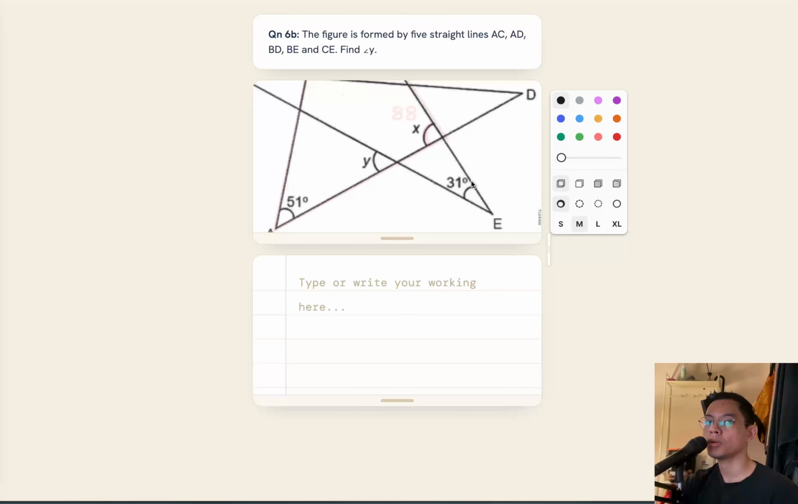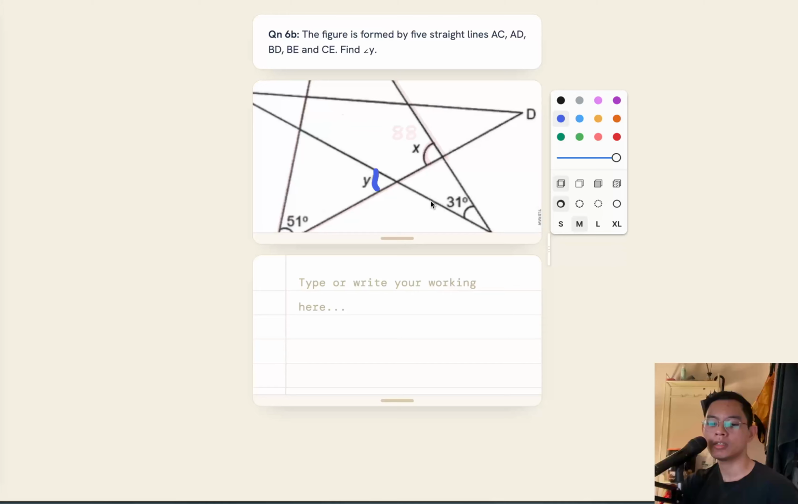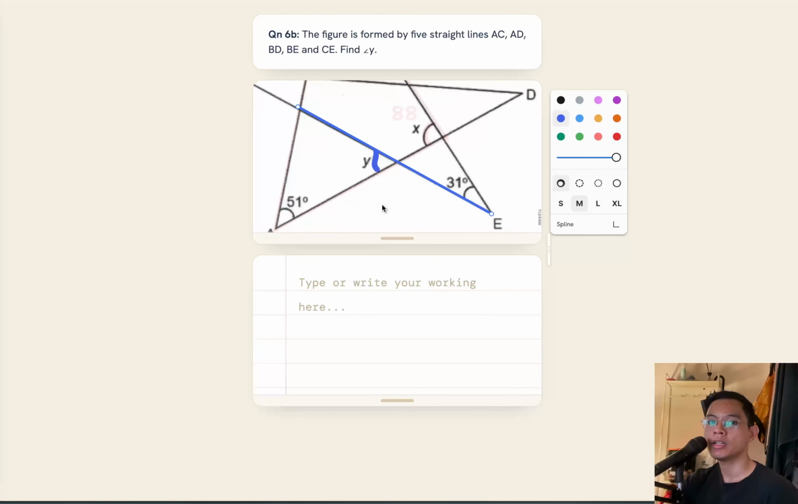Right, so question 6 part B, find the angle Y. So angle Y, I'm going to put this in blue color over here. So how do you find angle Y? Since this line and this line form a straight line, angle Y is equal to angle EYD, which is in blue, and this is a vertically opposite angle. Okay, so this is Y.